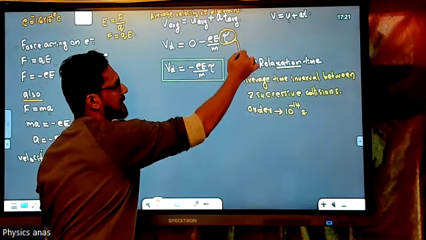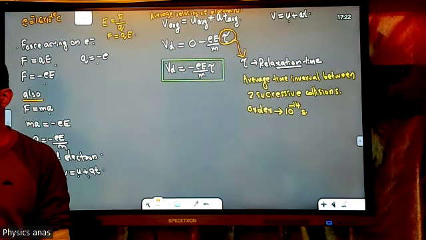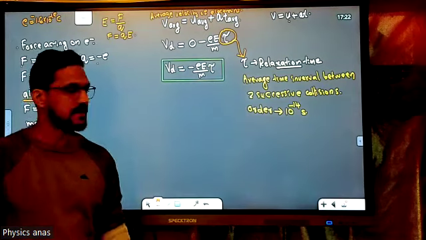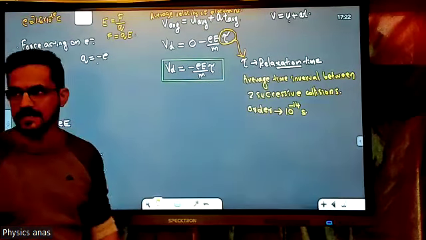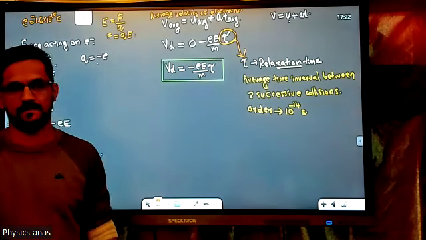Tau is relaxation time. What is relaxation time? Average time interval between two successive collisions. That's the relaxation time. Its order is 10 raised to minus 14 seconds. That's a very small value of time.